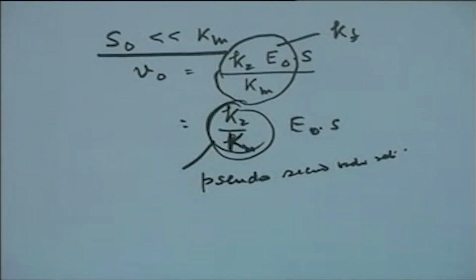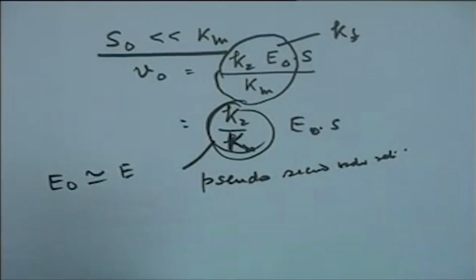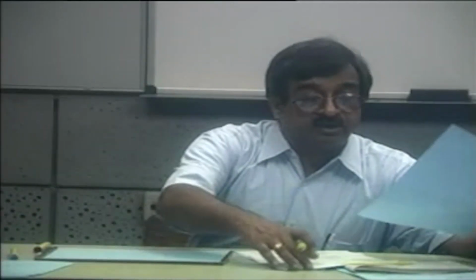Under this first order condition, where S0 is very small compared to Km, there is another feature we must look at. Here, E naught is approximately equal to E, the initial enzyme concentration, since we are assuming that substrate concentration is very low. Not all the enzyme is saturated or bound; bulk of the enzyme is still available in the free form, and therefore the specificity constant relates initial reaction velocity to the concentration of free enzyme rather than the total enzyme. So these are some of the practical implications of the significance of Michaelis-Menten kinetics, which applies to most of the kinetic analysis.